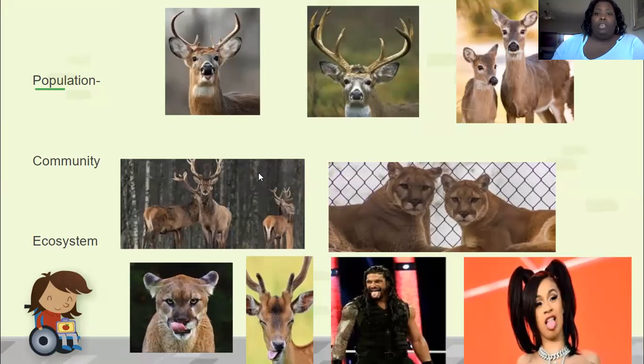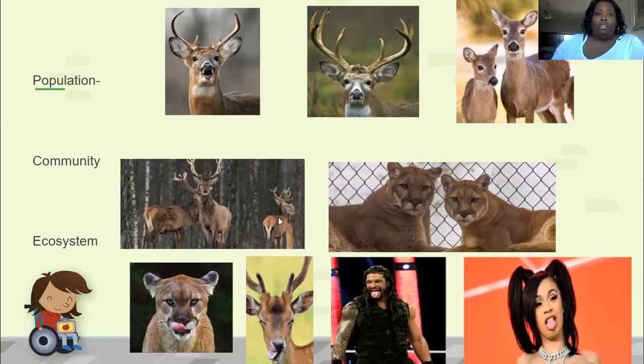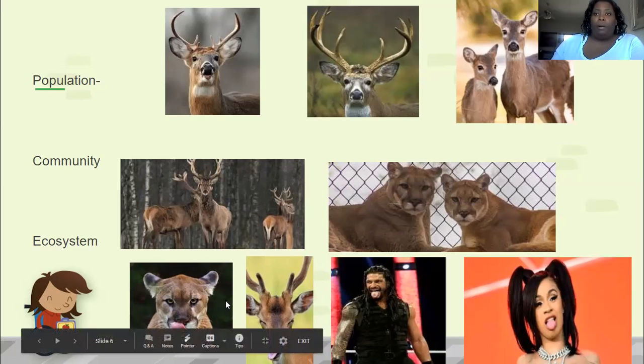A community would be two different groups of populations. Like I have a population of deer, and then I have a population of bobcats. Because I have two separate populations, I have a community. Now an ecosystem would be multiple populations of different organisms in the same habitat or the same area. And then it would also be the non-living components of that particular habitat or ecosystem.